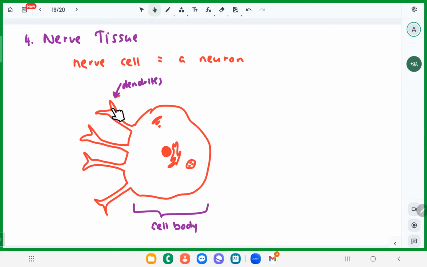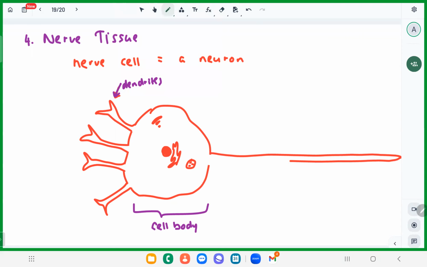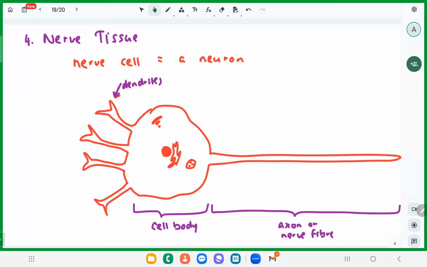So on one side of the cell body, you have the dendrites that are branching out. And from the other side of the cell body of the neuron, you have a long extension of the cell, which kind of looks like this. This part of the neuron is called the axon or the nerve fiber, right? So we say that a neuron typically has two parts. It has the cell body and the nerve fiber, right?